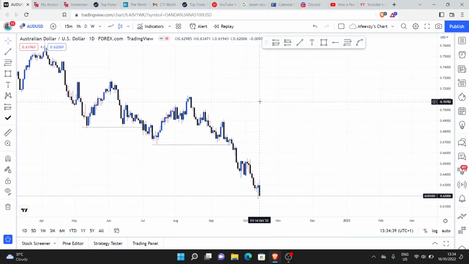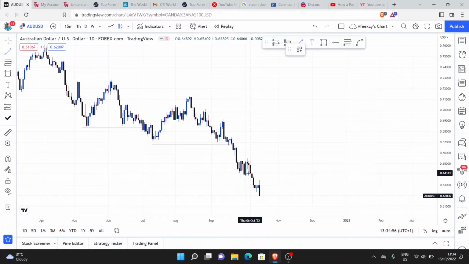I've seen markets that just keep plummeting down without even pulling back. So there's a different type of market condition. As you can see on AUDUSD, we made this low, cleared this low, and since then AUDUSD has been plummeting down.